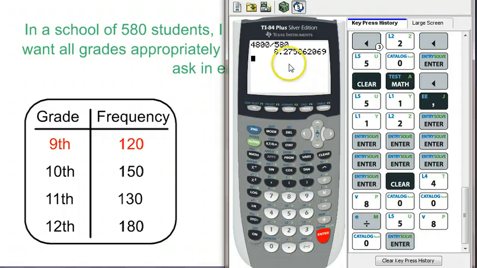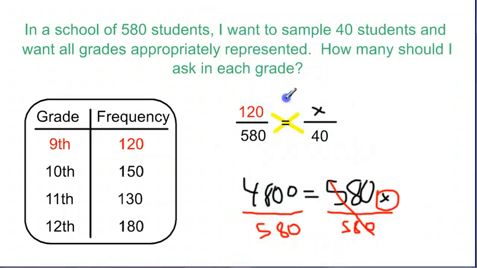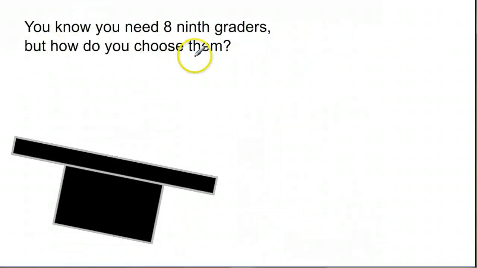And we get 8.27. And since we're taking a sample of human beings, of people, 8.27 human beings is probably not going to work. So we're going to round this off to the nearest whole number. In this case, we're going to round it down, so we're going to get 8. So we're going to say how many 9th graders? X is going to be equal to 8. So 8 9th graders in the sample. Once you have those 8 9th graders, how do you choose them?